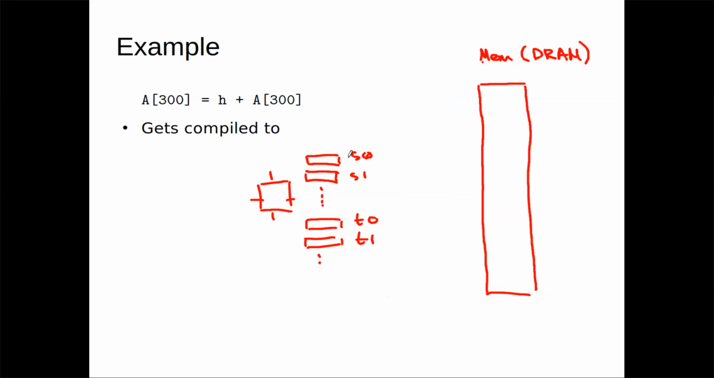And at this point, it's just a logical agreement on what S and T will hold. If I say that S0 holds an address of H, which is somewhere here in memory, that's just my convention. Maybe S1 will hold the beginning of the array, which is here. This is my array A, and maybe T0 is an index into this array.